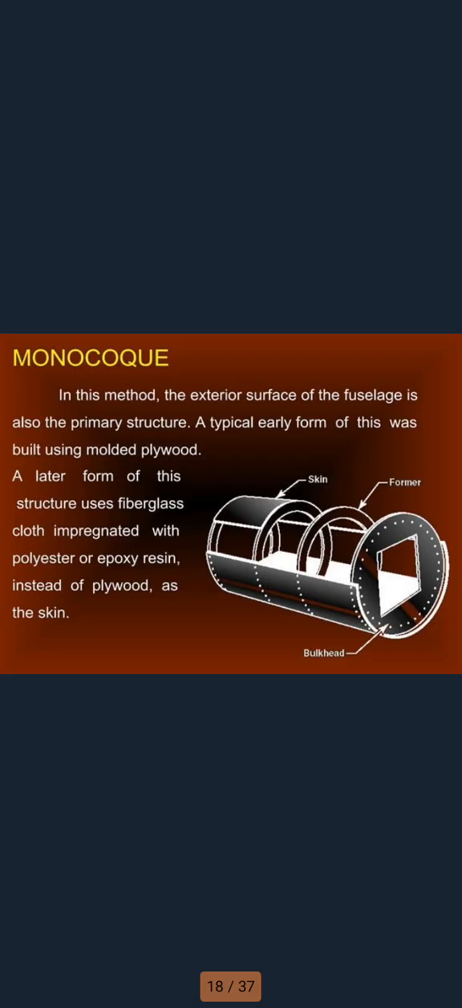Monocoque: in this method, the outer surface of the fuselage is also the primary structure. A typically earlier form of this base was built up using molded plywood. A later form of the structure used fiberglass cloth embedded with polyester or epoxy resin instead of plywood as the skin.